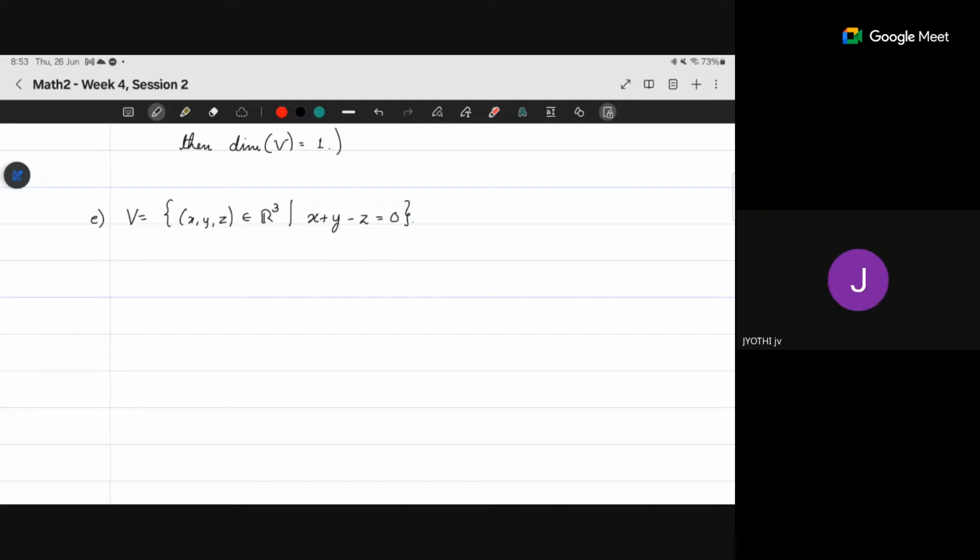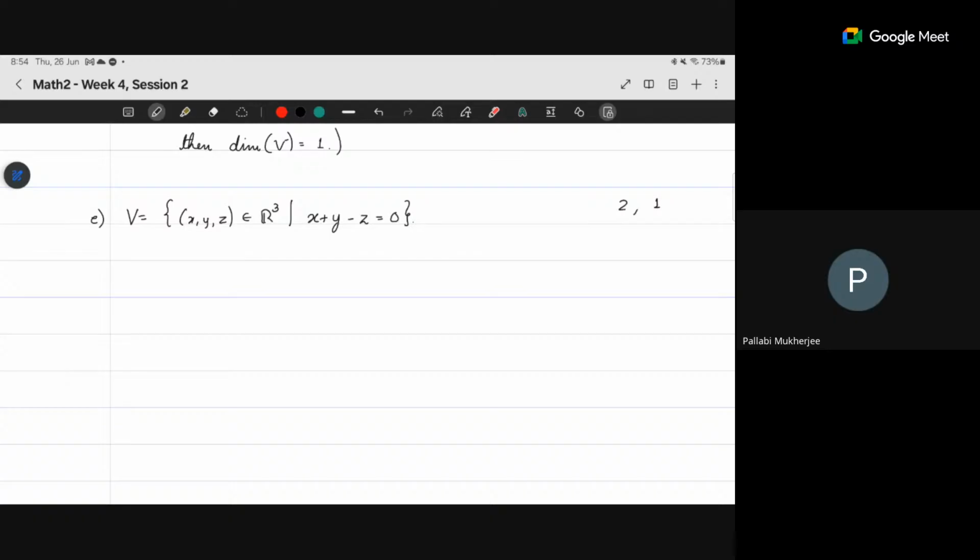It's dimension. Anyone else? 1. Sir, 2. Okay, there's 2 or 1. That is pretty much it, because you want it to be less than 3. It's not the entire space, so it should be less than that, and it can't be 0 because this is definitely a non-trivial set. So let's see.